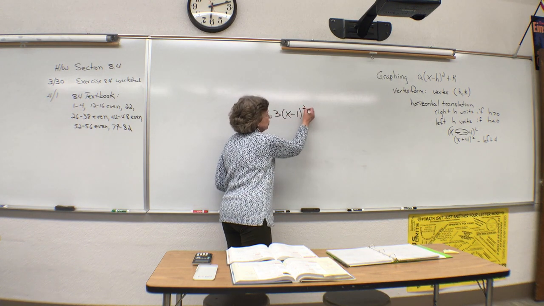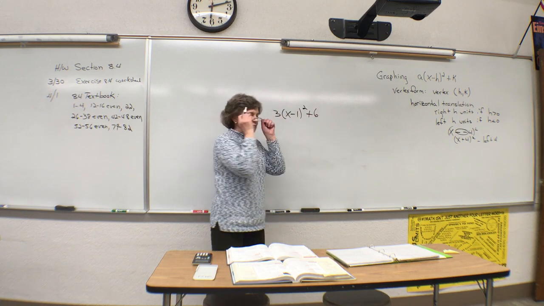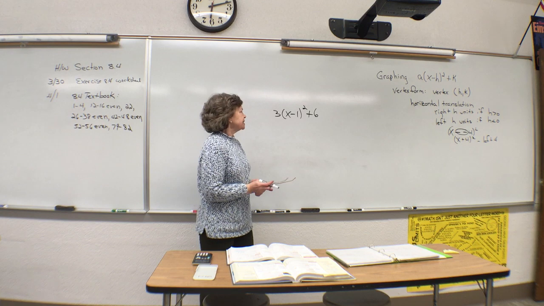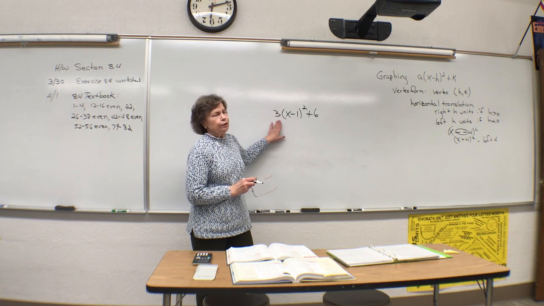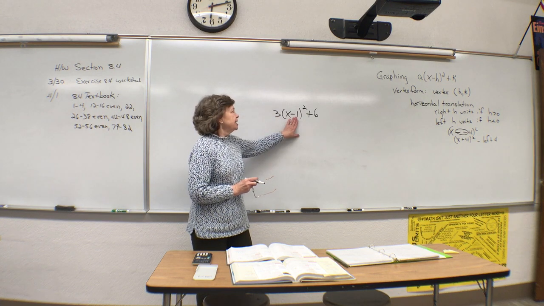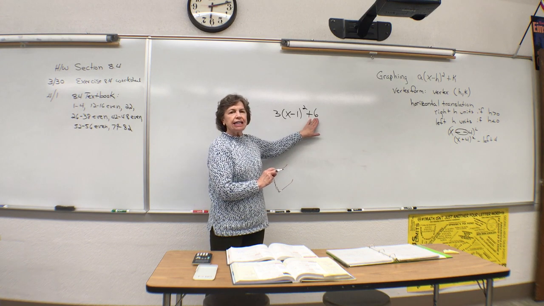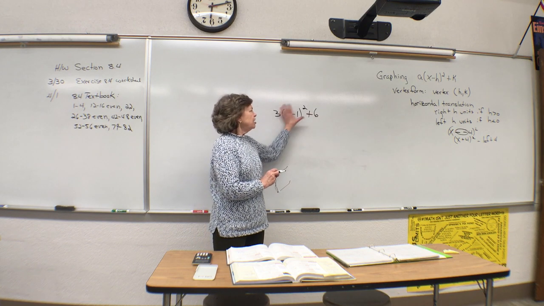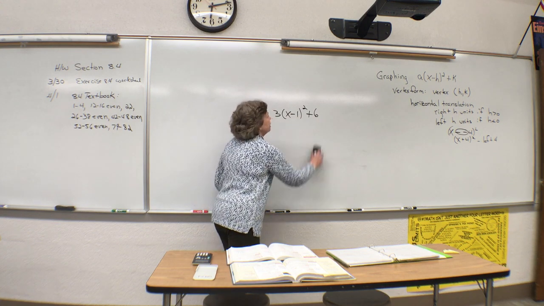3x minus 1 squared plus 6. What do you know is happening to this one? It's got a positive leading coefficient, so it opens up. It's 3 greater than 1, so we know it's narrower than that parent function. It's shifted horizontally to the right 1 unit and vertically up 6 units. All just by looking at that equation, so much you can tell about that parabola.